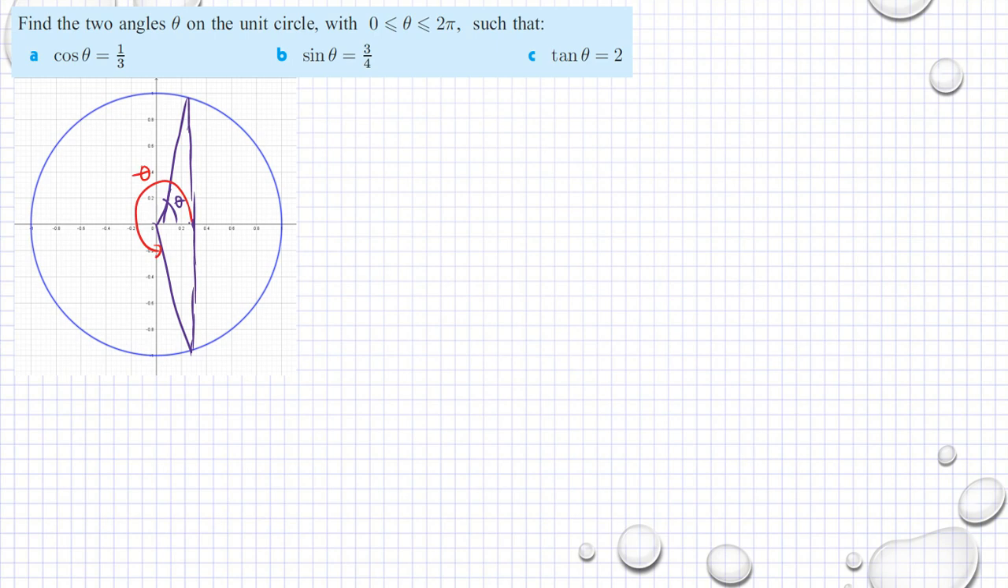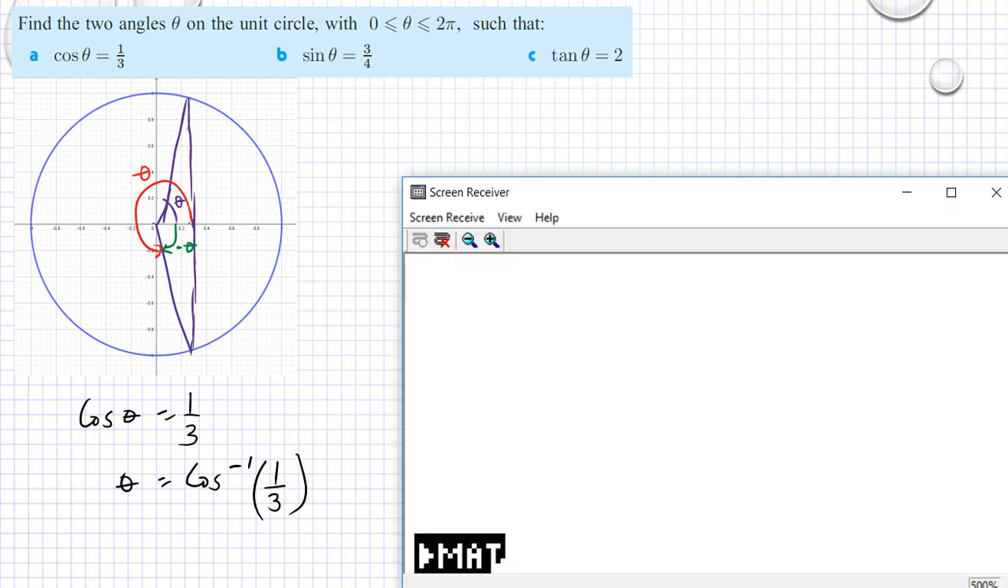Or the coterminal of that is this one, negative theta. Okay? So to solve that, for A, we have cosine theta is equal to 1/3, so theta is equal to the arc cosine of 1/3. And that is equivalent in radian measure. We're going to use my calculator now. You can see that cosine shift cosine 1 divided by 3.